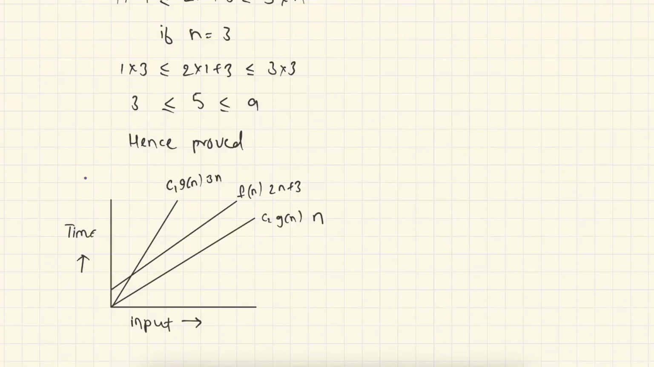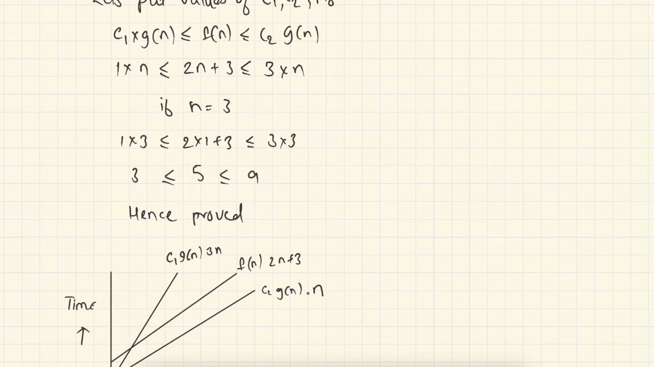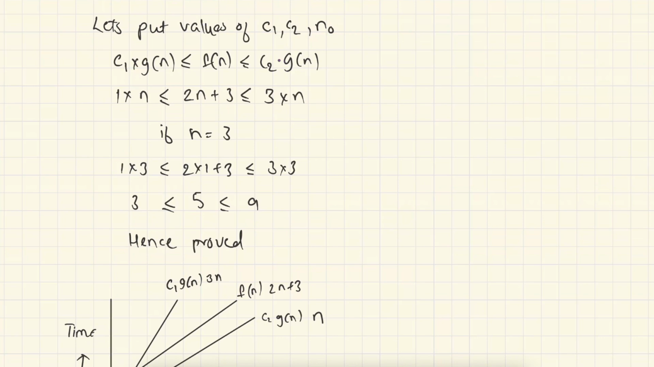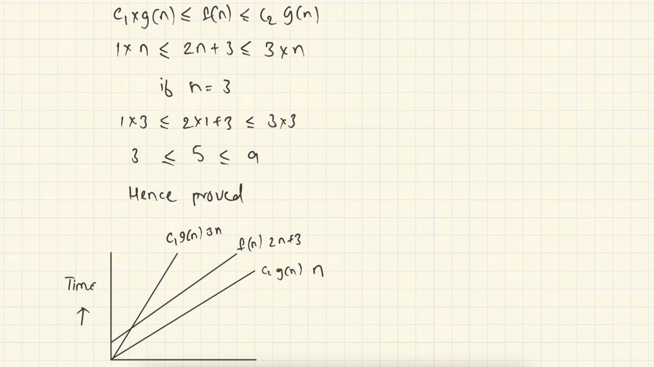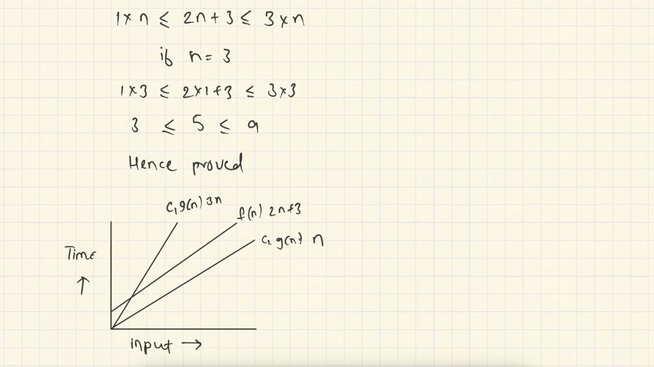If you see order of growth on a graph, you can see a graph like this. So this is our f(n), that is 2n + 3. This is the lower bound n. Why? Because we took the value of C1 as 1, so it becomes n. And here we took the value of C2 as 3, so it becomes the upper bound. So this is the upper bound of the function, this is the lower bound of the function, and this is our exact bound.